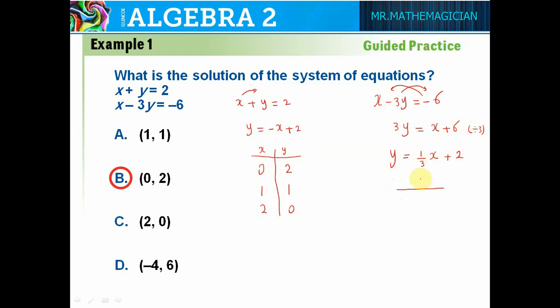Now I'll create the table. I'll take the x values and then I will evaluate the y. Let's take the x values as 0, 1, 2. Substitute with 0. A third times 0 plus 2 will give you 2. 1 times a third is a third, so it will be 2 and a third. Then 2 and 2/3, and so on. Now you can see that the common ordered pair is really 0 and 2. So B is the accurate choice.